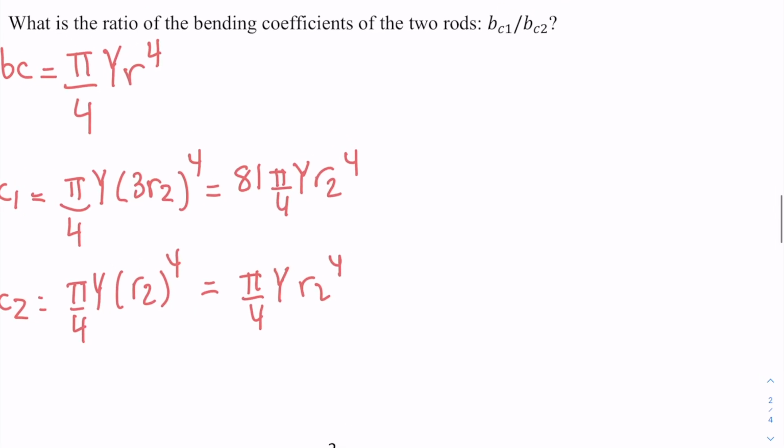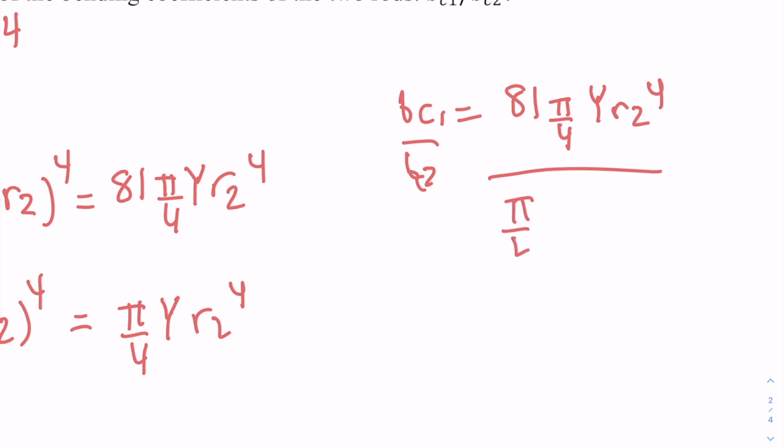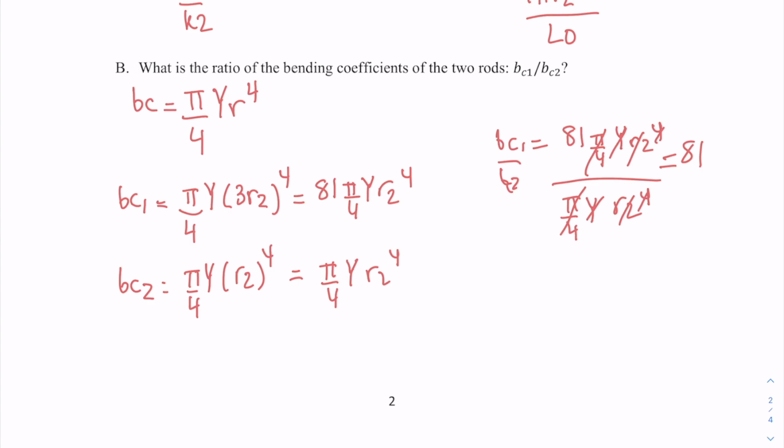And if you wanted to expand it out and write it formally, and I would do it just so you're doing the right stuff and getting the points, it's better to be thorough than to take shortcuts. So if you just do BC1 over BC2, this is 81 pi over 4 y r2 to the 4th, and this is pi over 4 y r2 to the 4th, and all of this stuff cancels out, and you're just left with 81. So that should be the ratio of the bending coefficients there.